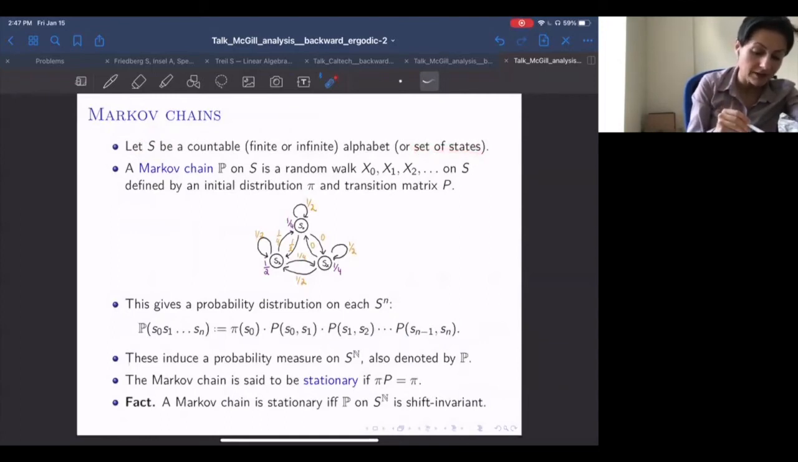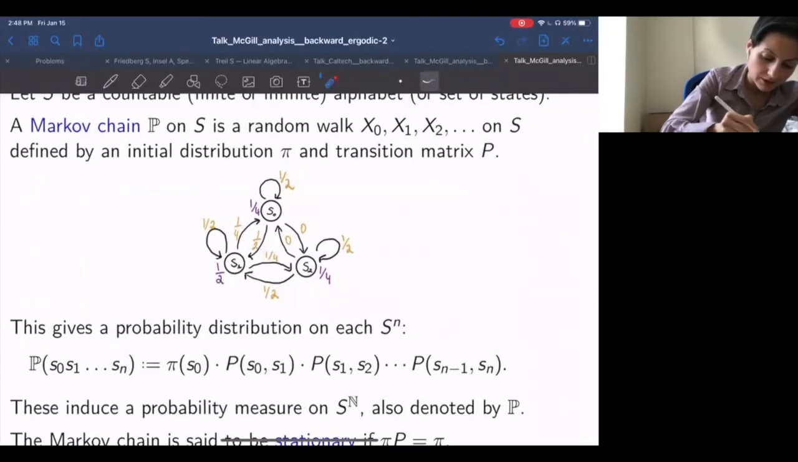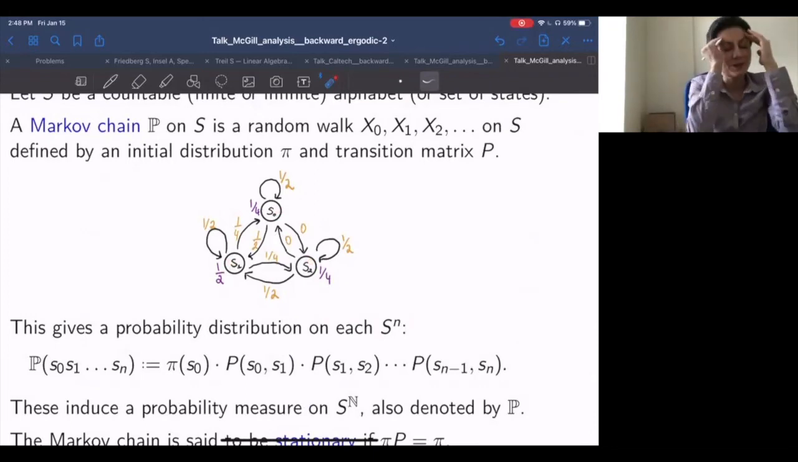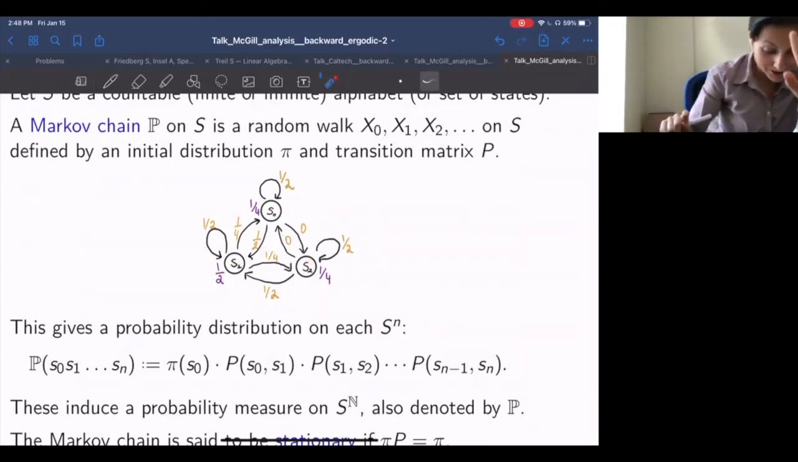So a Markov chain is a random walk on S. This is the random walk, and it is defined by some initial distribution and a transition matrix. So here, in this picture, we have 3 states. I should say many of the pictures I stole from Jenna. I should maybe acknowledge since she's in the audience. This particular example was completely stolen from her.